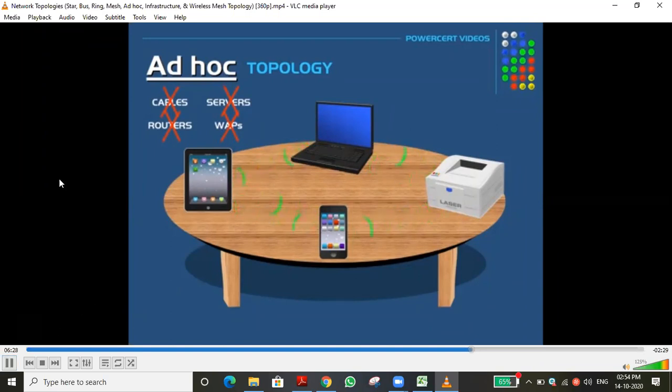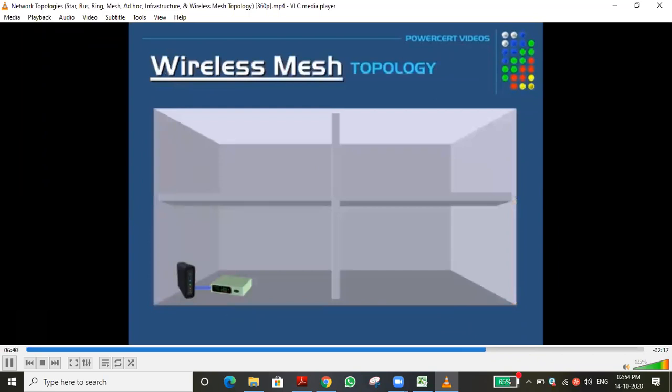Ad hocs are useful for setting up a quick wireless network on the fly, where devices can share data without the need of an existing wireless network. And the last wireless topology is called a wireless mesh. Wireless mesh topologies are similar to wired mesh topologies, where devices are interconnected with each other, but with the exception that they are wirelessly interconnected.